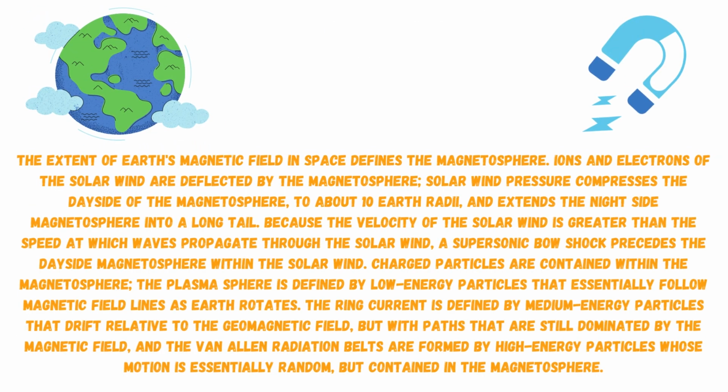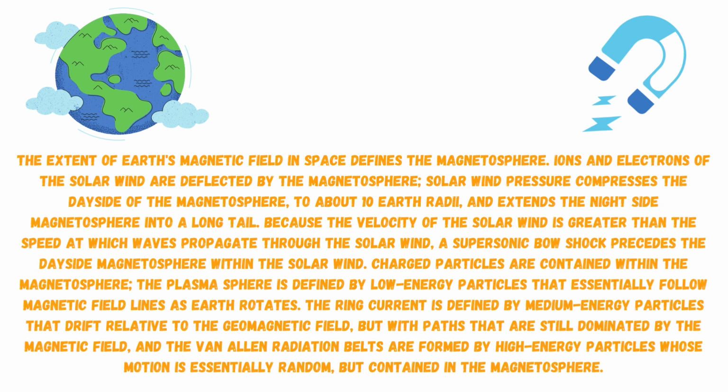The extent of Earth's magnetic field in space defines the magnetosphere. Ions and electrons of the solar wind are deflected by the magnetosphere. Solar wind pressure compresses the day side of the magnetosphere to about 10 Earth radii, and extends the night side magnetosphere into a long tail. Because the velocity of the solar wind is greater than the speed at which waves propagate through the solar wind, a supersonic bow shock precedes the day-side magnetosphere within the solar wind. Charged particles are contained within the magnetosphere.